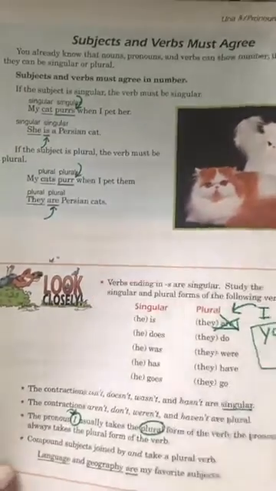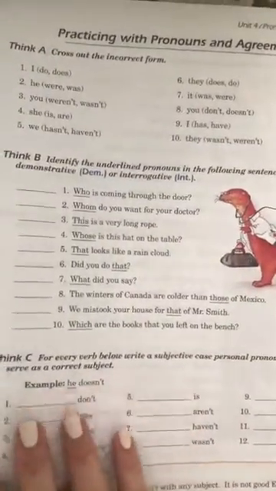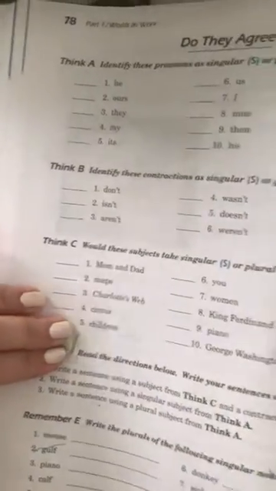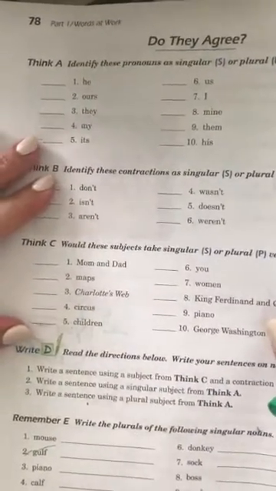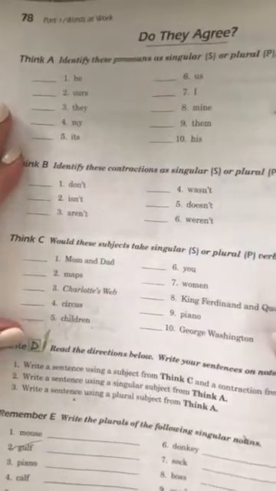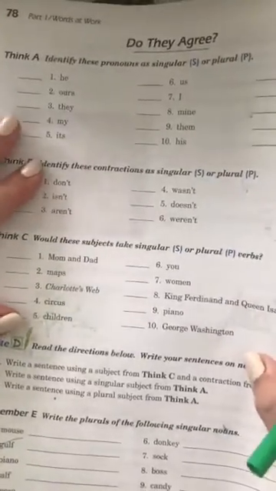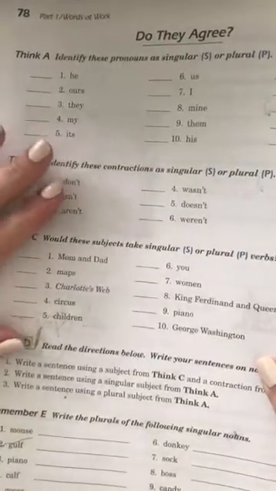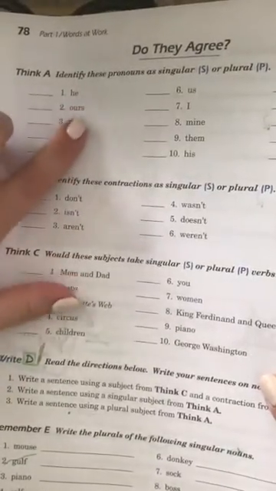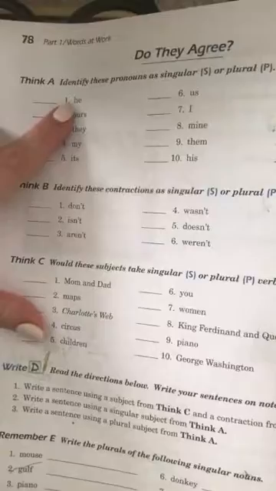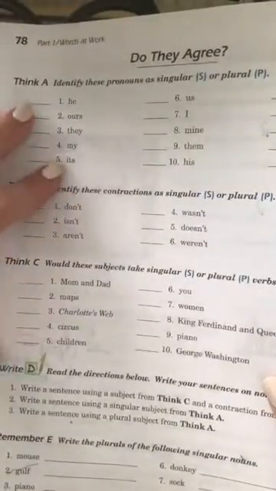So here, for page 78, which is our written work for the day, we have our heading says, do they agree? So it's pretty much just working out everything that we've learned. And it says, identify these pronouns as singular or plural. So you can use page 77 as a reference, but in this case, you're not adding any verbs. You're just identifying them as singular or plural.